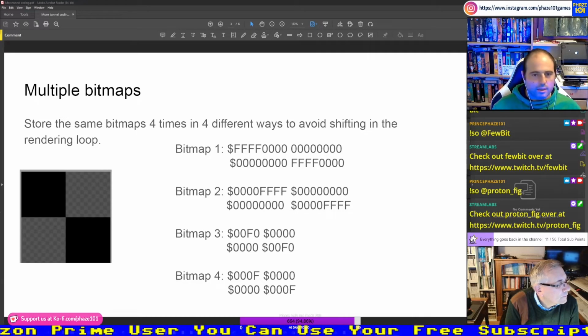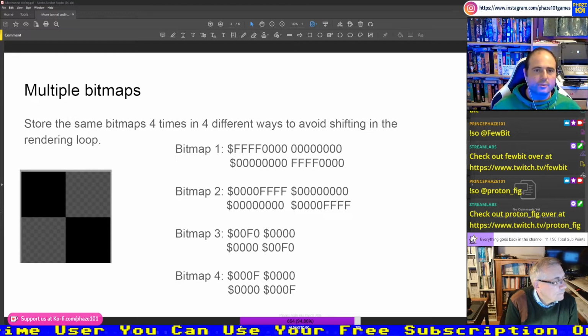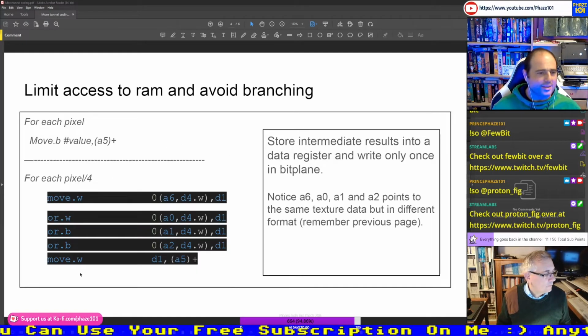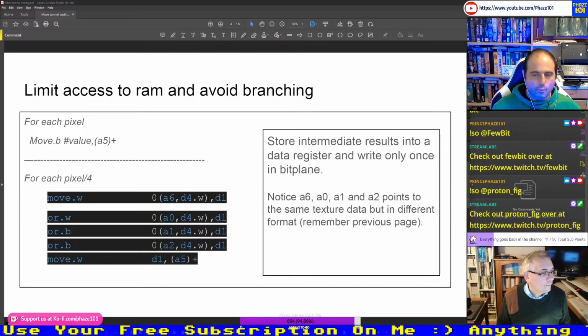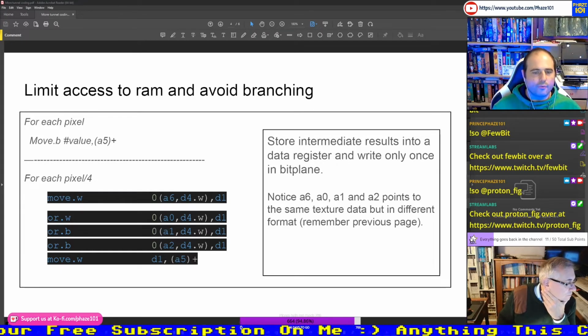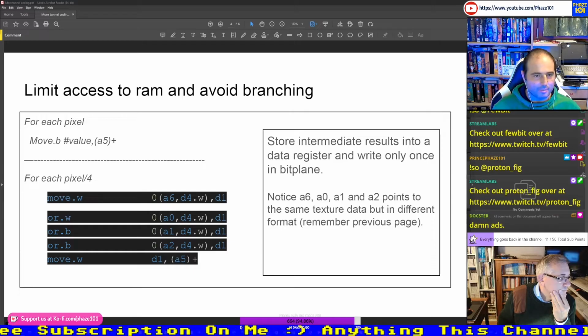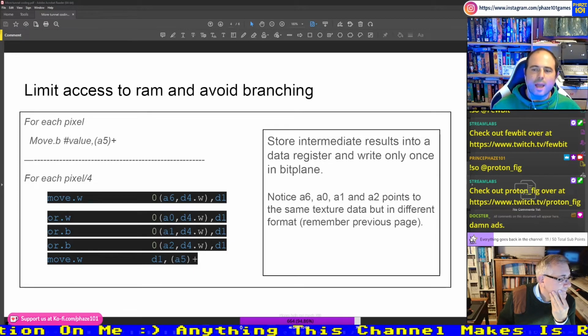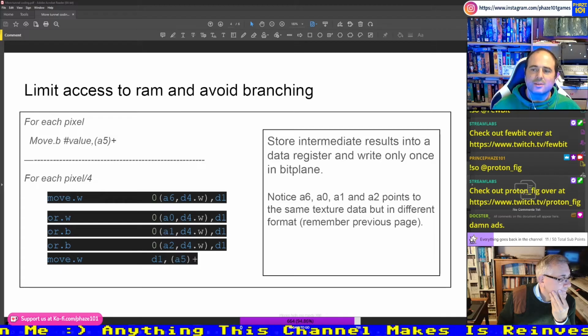So I think at this point you can turn the page, and we will see why we really need four different bitmaps.